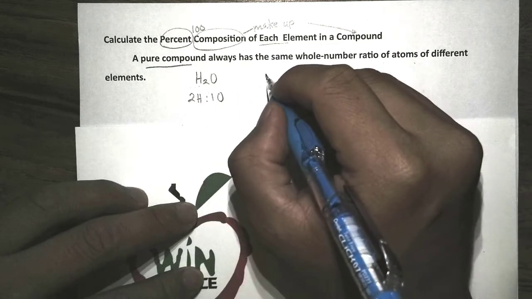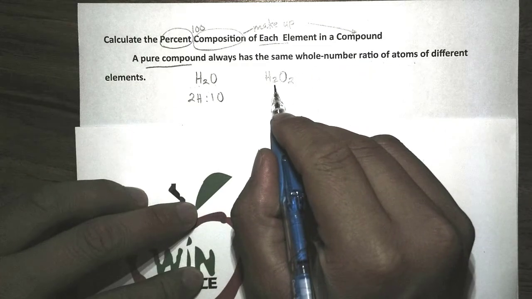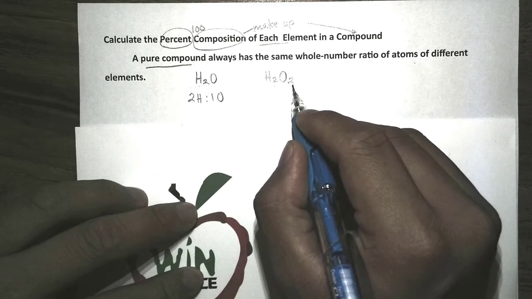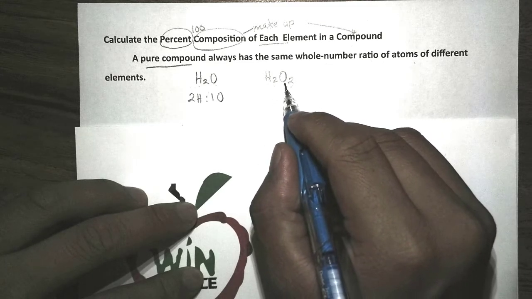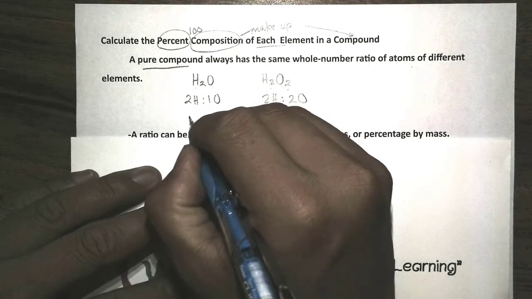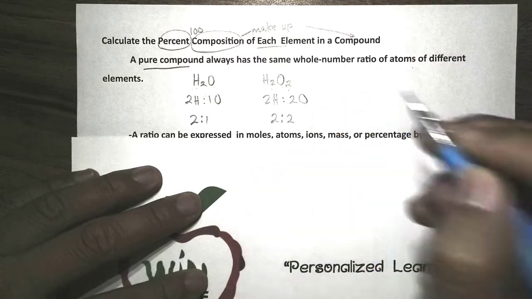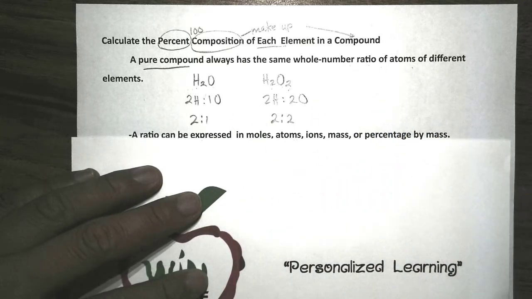If I change this chemical formula to H2O2, notice the number of atoms is 2 hydrogen to 2 atoms of oxygen, because of the 2 right there. This substance is called hydrogen peroxide. It has completely different chemical properties compared to water. For hydrogen to oxygen in water, we have 2 to 1, and for hydrogen peroxide, we have 2 to 2. So these are examples of whole number ratios of atoms of different elements in a compound. If you have a different ratio of atoms, you can tell right away it is a completely different compound.